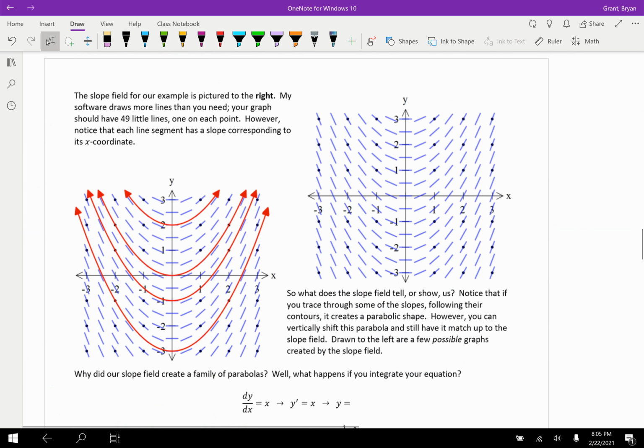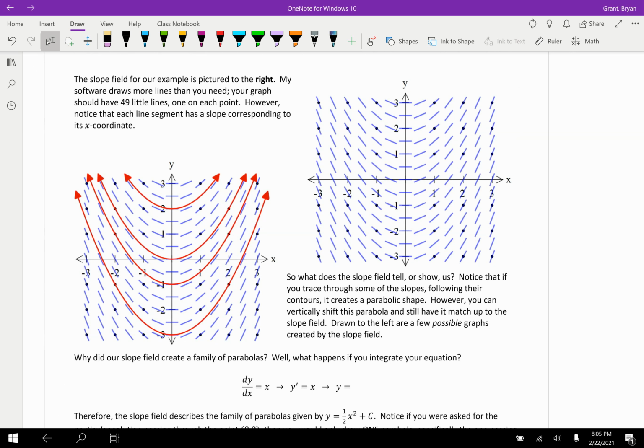Well, let's go ahead and talk about how we use a slope field to visualize the solution to a differential equation. Okay, we go through and we essentially just follow the slopes. Okay, so we are going to notice that each line segment, of course, has a slope corresponding to its x-coordinate. And you'll also notice that in my graphing software, I drew more than 49, right? You can see all these ones here. Mine drew more than that because I wanted you to see a clearer picture.